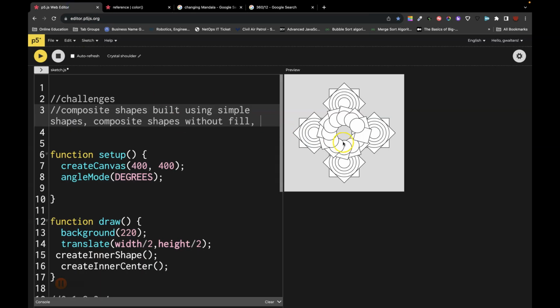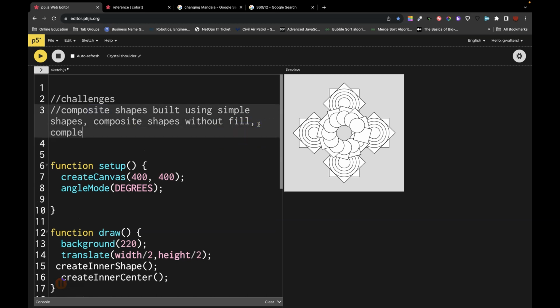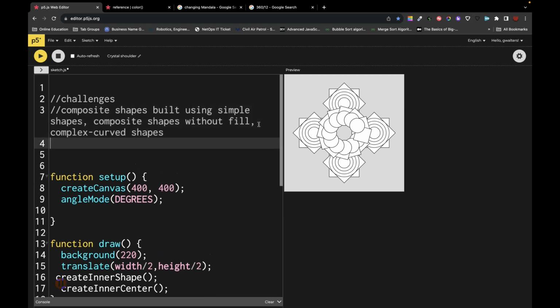The only issue with doing the loops is if it's too small and they're touching too much, then you can see where one's sticking on top of the other. You just have to be mindful of that, and we can play around with that however we want. Okay, so we want to make composite shapes built using simple shapes, composite shapes without fill, or complex curved shapes. We're going to want to use multiple of them to build the various rings. You guys should actually have 4 sets of rings.